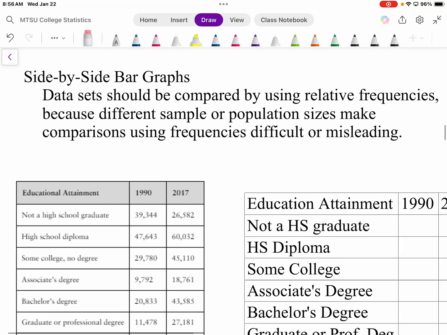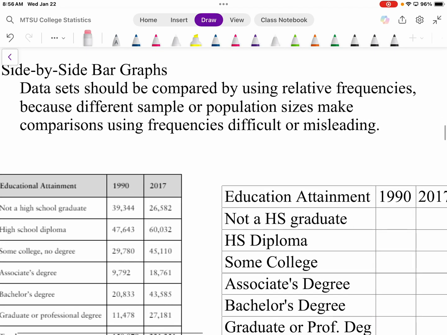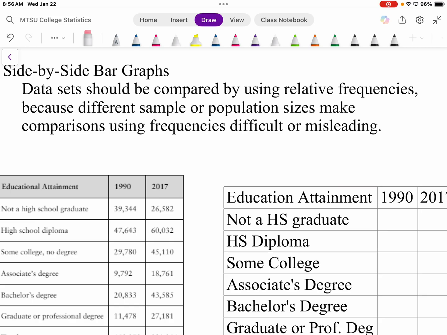Side-by-side bar graphs: data sets should be compared by using relative frequencies when we do that. So using proportions, not counts, is what that's talking about, because different sample or population sizes make comparison using frequencies difficult or misleading.